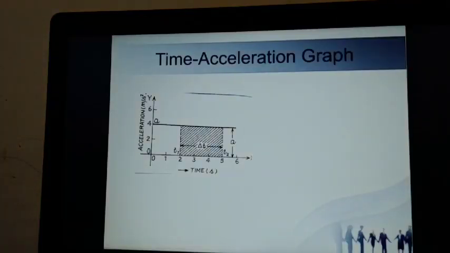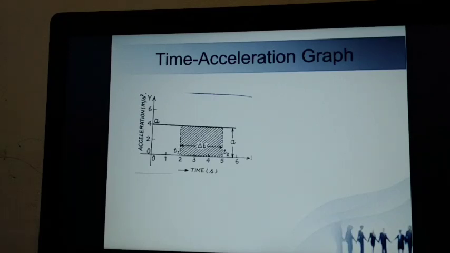See the time acceleration graph here. Time is taken along x-axis and acceleration is taken along y-axis, and acceleration is constant throughout. So that is a graph for movement with constant acceleration. What do you mean by constant acceleration? That means its velocity changes equally in equal intervals of time.